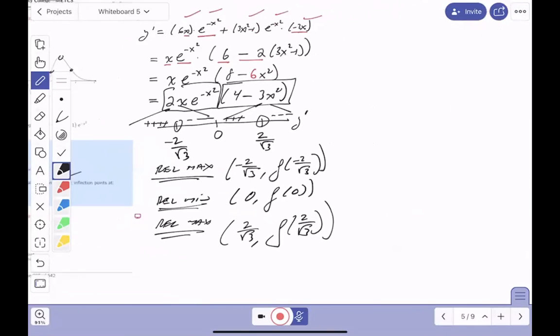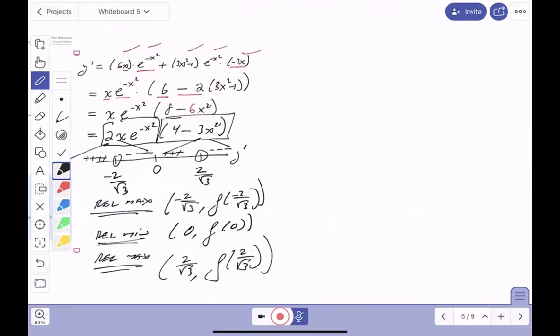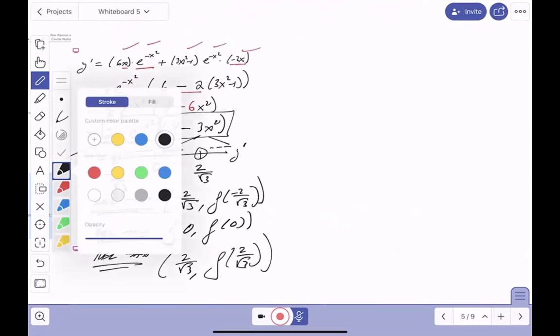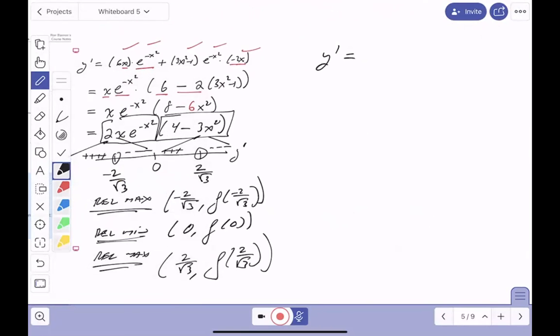All right, here comes the killer. The killer is, I got to get that second derivative. So I'm going to rewrite my first derivative, and I will check it. I'm going to make sure you understand what I mean by that. I'm going to write this as 2e to the minus x squared. I'm going to bring the x in and make it a polynomial, 4x minus 3x cubed. All right, it's going to be tough.